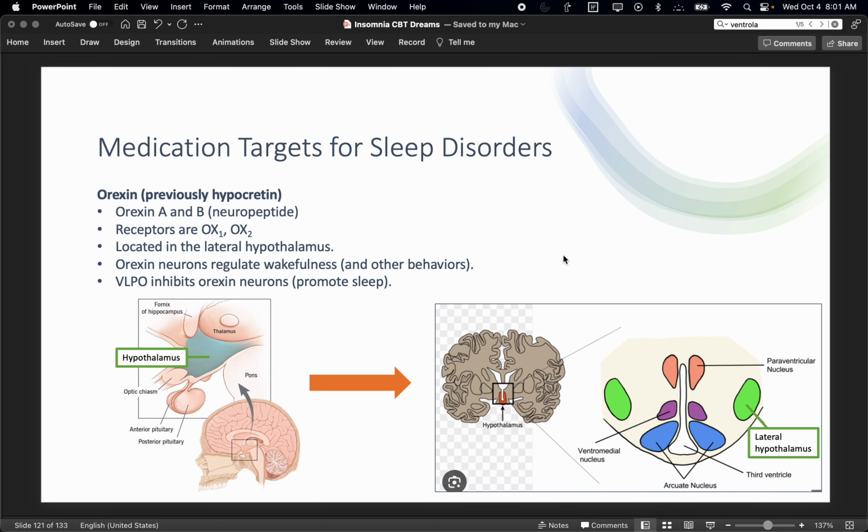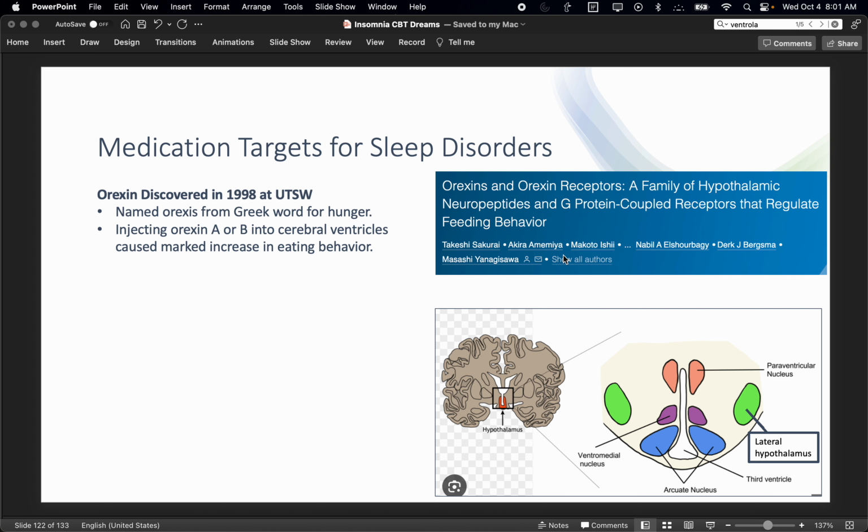Orexin, previously called hypocretin. Orexin A and B are the neuropeptides. The receptors are referred to as OX1 and OX2. So orexin 1, orexin 2, those are the receptors. The neuropeptides are orexin A and orexin B. So again, orexin neurons are located in the lateral hypothalamus. They regulate wakefulness along with histamine. They're big promoters of wakefulness, and the VLPO will inhibit orexin neurons so that it can get you to go to sleep.